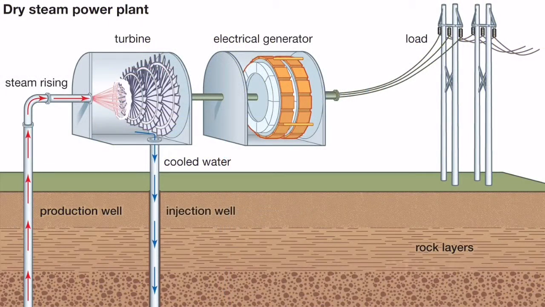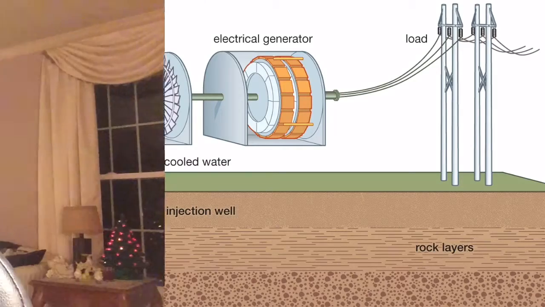Dry steam plants use hydrothermal fluids that are dry steam. The dry steam is directed to a turbine, which drives a generator that produces electricity. The steam eliminates the need to burn fossil fuels to run the turbine, also eliminating the need to transport and store fuels. This is the oldest type of geothermal power plant.